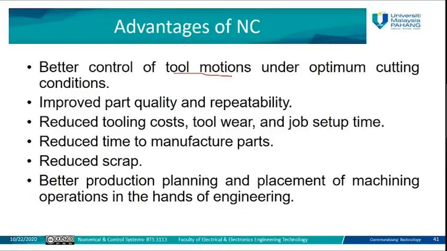Then improved part quality and repeatability. As we said before, if you have a product you want to produce hundreds or thousands of times, and the first part is okay and you test it in good conditions, you just repeat it again. So you will decrease the faults and failures in the production lines. Then reduce tooling cost, tool wear, and job setup time, reduce time to manufacture a part, reduce scrap, better production planning, and placement of machining operations for the hands of engineering. So all these are advantages of NC over the conventional machines.